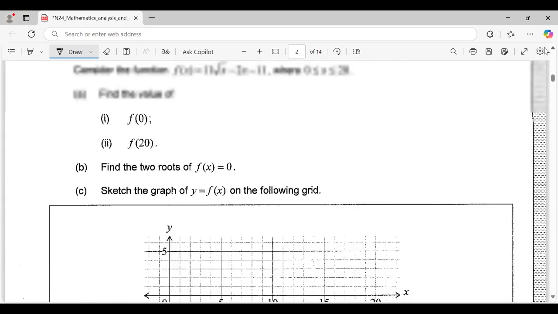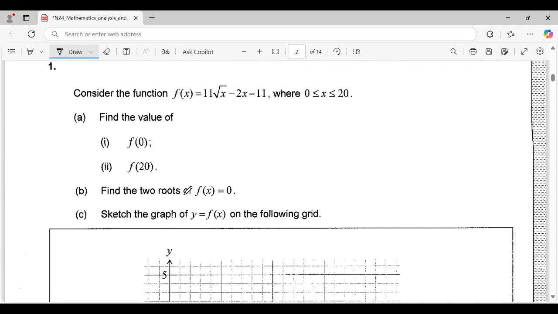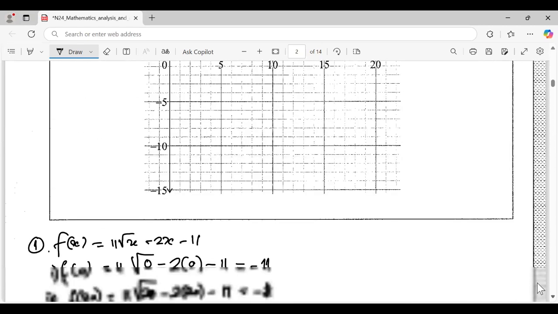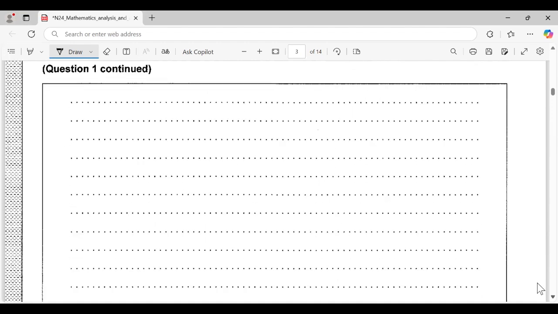Okay, what else? Find the two roots of f(x) = 0. Two roots means f(x) equals 0, so 11√x − 2x − 11 = 0. I'm going to square both the right side and the left side.